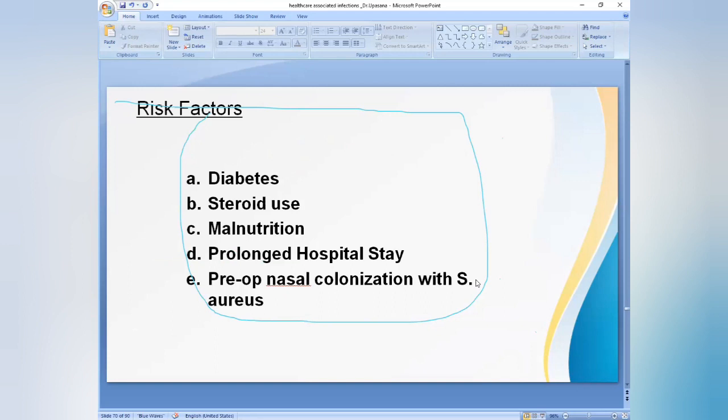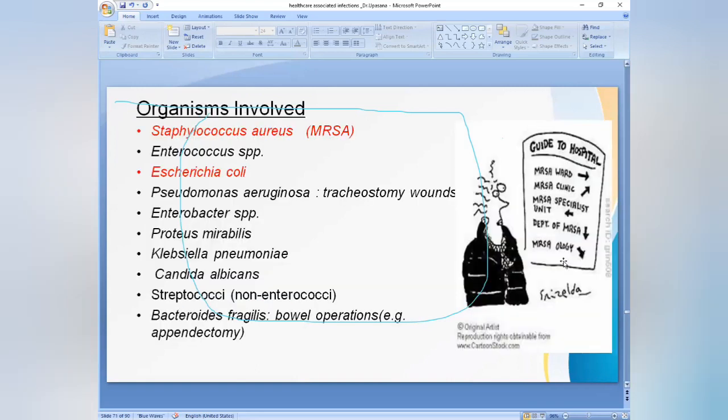What are the risk factors? Immunocompromised status, any debilitating diseases, steroid use, prolonged hospital stay, a malnourished patient, or pre-op nasal colonization with Staph aureus. Let me tell you, for any surgeon, Staph aureus, MRSA, is a nightmare. We have this very beautiful picture, a guide to the hospital: the MRSA ward, MRSA clinic, MRSA specialist unit, department of MRSA, because once an MRSA outbreak is there, you are in a deep soup about how we are going to treat it and how we are going to take care of the carriers. So MRSA is any day a nightmare for any physician or surgeon.